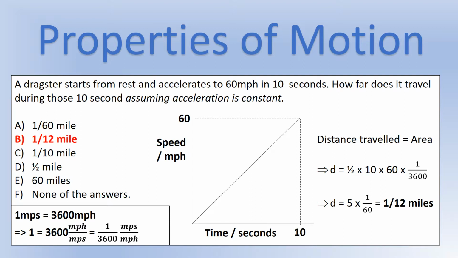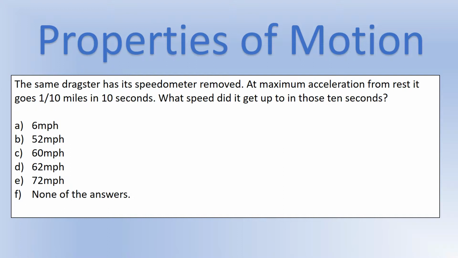Okay, what we're going to have a look at next is the same dragster, but we're going to take away its speedometer, so we don't know how fast it's traveling. But at its maximum acceleration, it goes 1/10 of a mile in 10 seconds. What speed did it get up to in those 10 seconds? Again, pause, have a go, see how you do, and then we'll review it in a second.